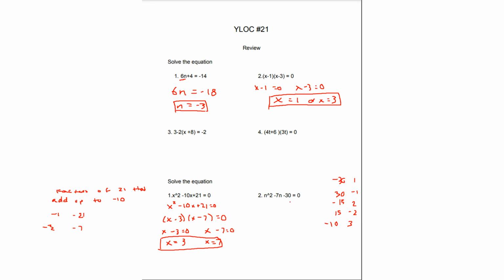So you just stop here since we know that's our answer, and it becomes n minus 10 times n plus 3 equals 0, and it becomes n minus 10 equals 0, which is n equals 10. N plus 3 equals 0, so it becomes n equals negative 3, and this is your answer.